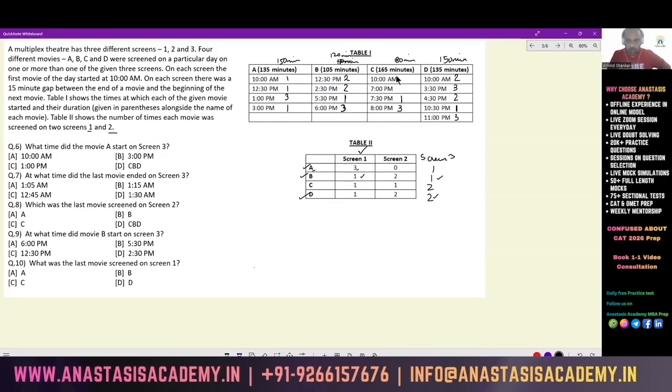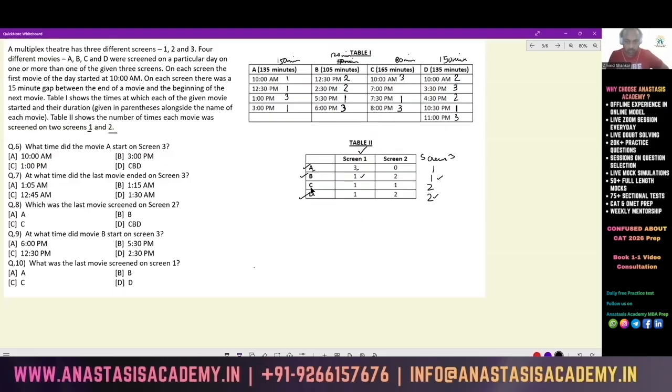Now for movie C, at 10 a.m. it is getting displayed in some screen. Can it be on screen 1? No. Can it be on screen 2? No. It can only be on screen 3. It cannot be on screen 1 because A is running there. It cannot be on screen 2 because D is running there. So it can only be on screen 3.